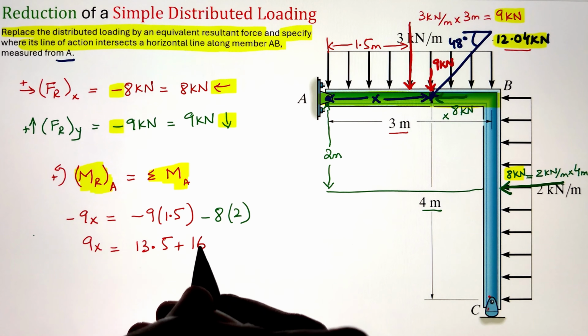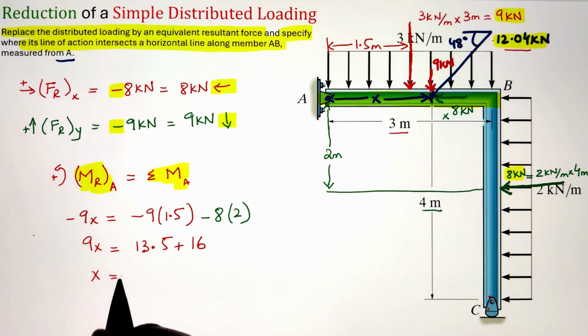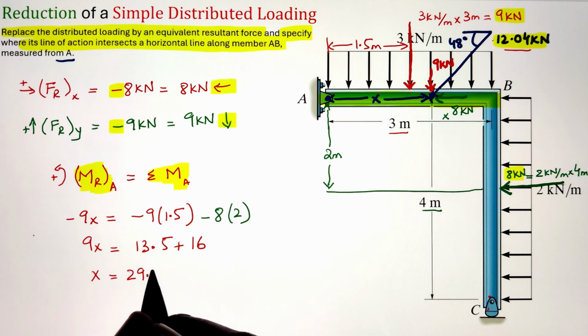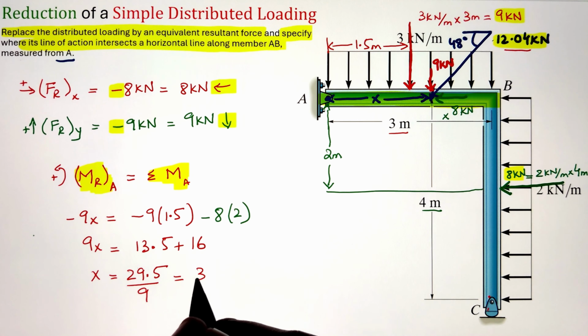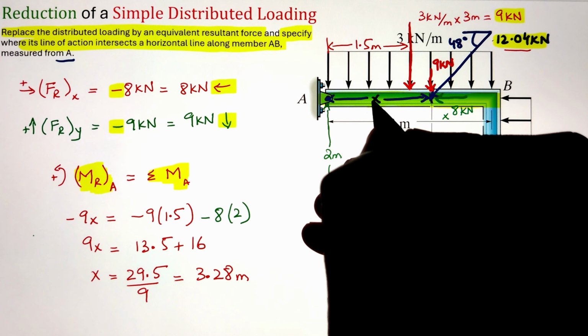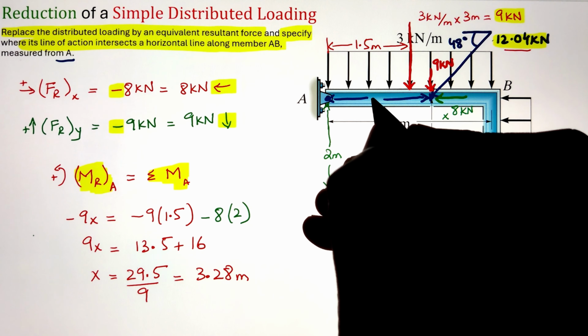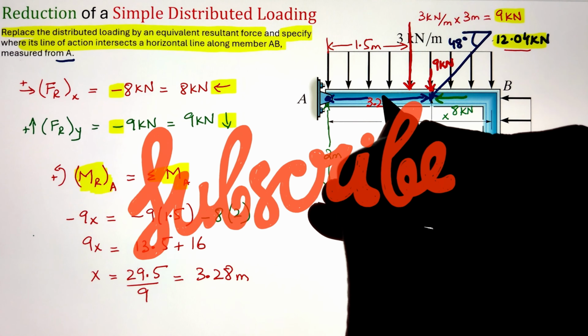Now, once we have placed everything in the equation, let's go ahead and simplify this. We are getting our value of 9x equals 13.5 plus 16. Simplifying, we get our value of x as 3.28 meters.